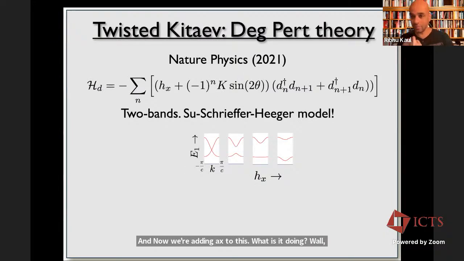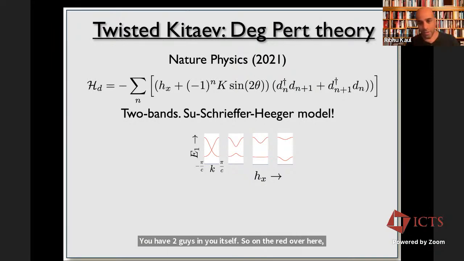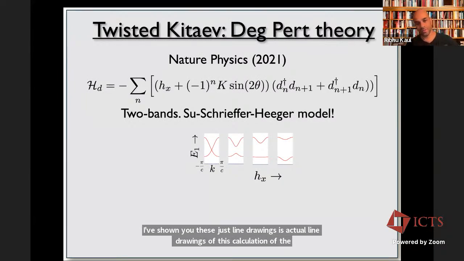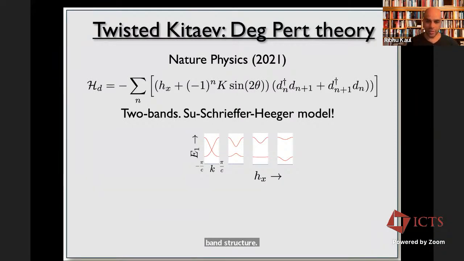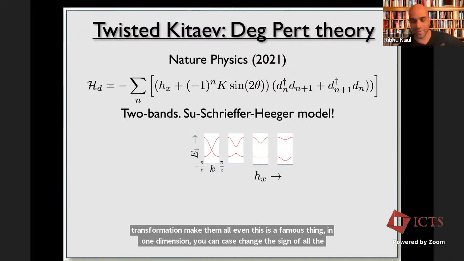First of all, because the hopping has a periodicity of 2, like you learn in basic solid-state physics, you actually get two bands, because you have to take twice the unit cell, with two sites in a unit cell. On the red over here, I've shown you line drawings of this calculation of the band structure. And this is again very much like the Schrieffer-Heeger model. You see some interesting things happen as you increase the transverse field. First, when you have no transverse field, you have very dispersive bands, and they cross each other. Because remember, when you have no transverse field, even though you have even-odd hoppings, you can do a gauge transformation and make them all even. This is a famous thing: in one dimension, you can change the sign of each of the hoppings arbitrarily.